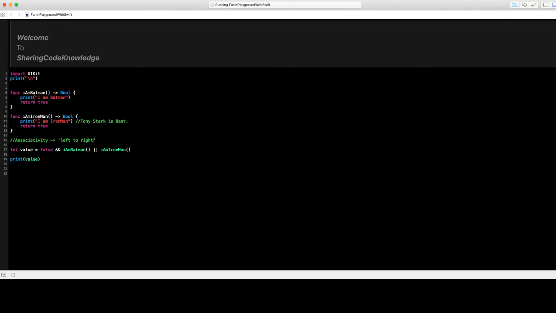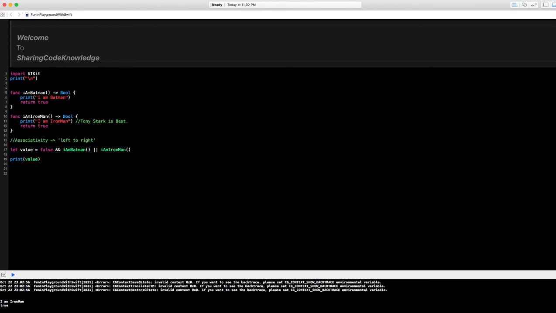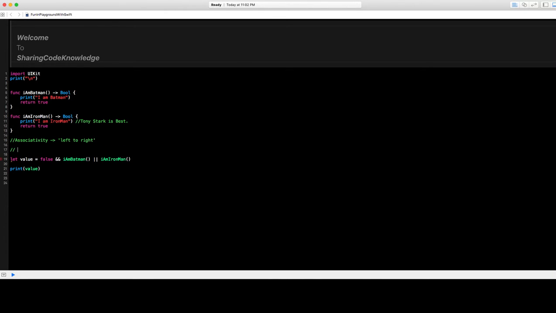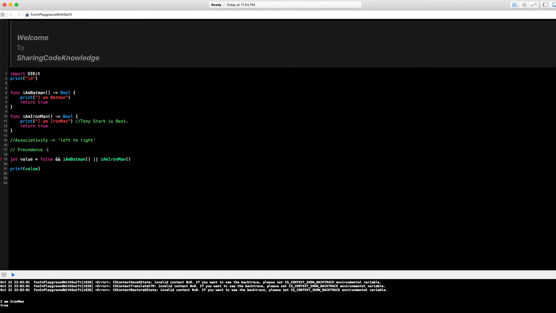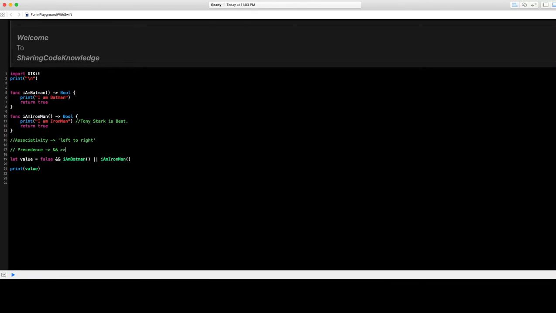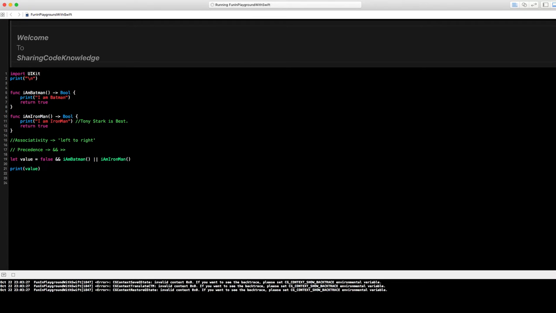Left to right. And the other term, what I was saying, is precedence. Precedence determines how the expression should be evaluated. The operator which has higher precedence will be evaluated first. And friends, take note that the AND operator has higher precedence over the OR operator, right? Let me write it for you so that you can remember this thing. Higher precedence over OR operator.